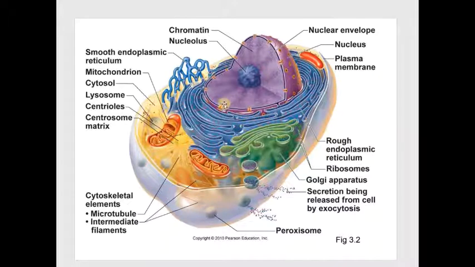On the edges of our rough ER, we have the smooth endoplasmic reticulum, the smooth ER. We also have the Golgi apparatus, which is going to be responsible for packaging. We also have things like the mitochondria, which is our energy. And we've got lots of cytoskeletal elements. We're going to go through all of these individually.